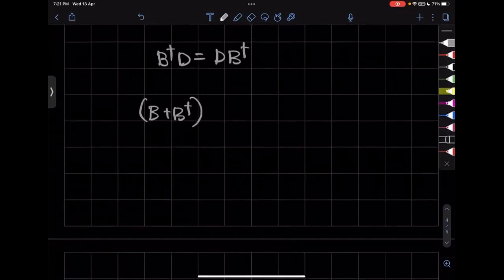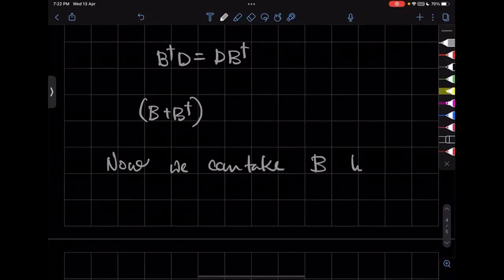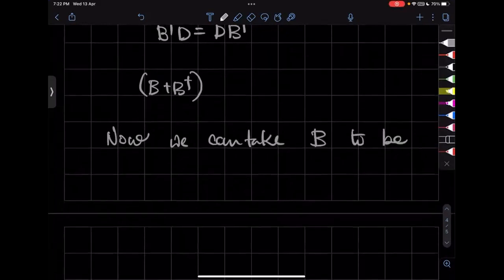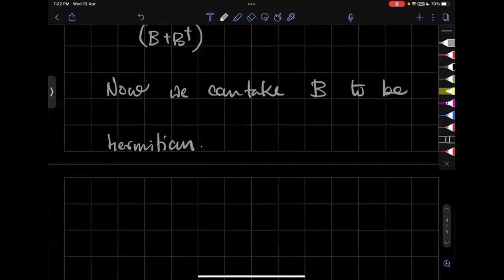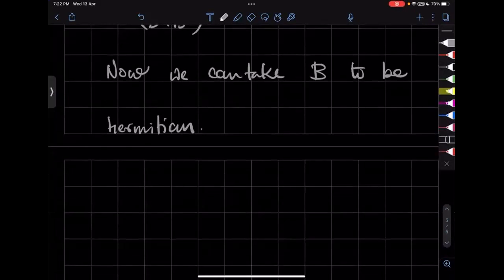Okay, so now we can take B to be Hermitian. Because B is Hermitian, we know that Hermitian matrices can be diagonalized by a unitary transformation, right? So let's diagonalize B. Suppose there's a unitary matrix U such that it diagonalizes B.